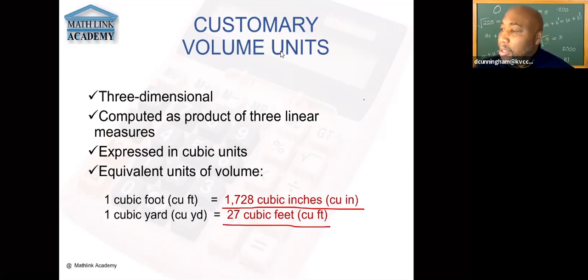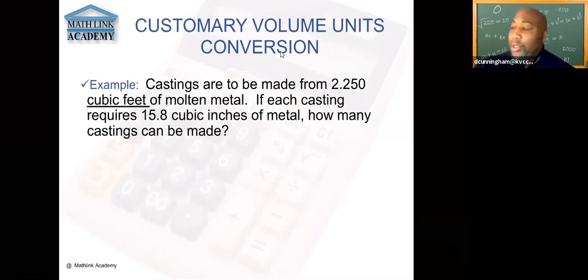So let's look at some examples. We got an example here, and it says castings are to be made from 2.250 cubic feet of molten steel. If each casting requires 15.8 cubic inches of this particular metal, how many castings can be made?